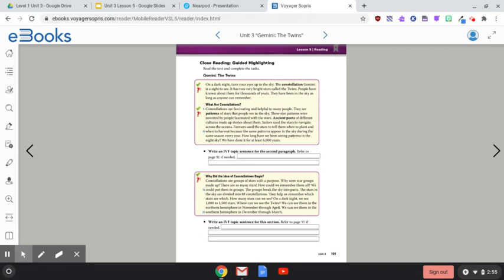Circle each heading as I read it aloud. What are constellations? Why did the idea of constellations begin? The ancient stories of Gemini. Look up. You should have circled all 4 headings. Next, mark each bold vocabulary word as I read it aloud.